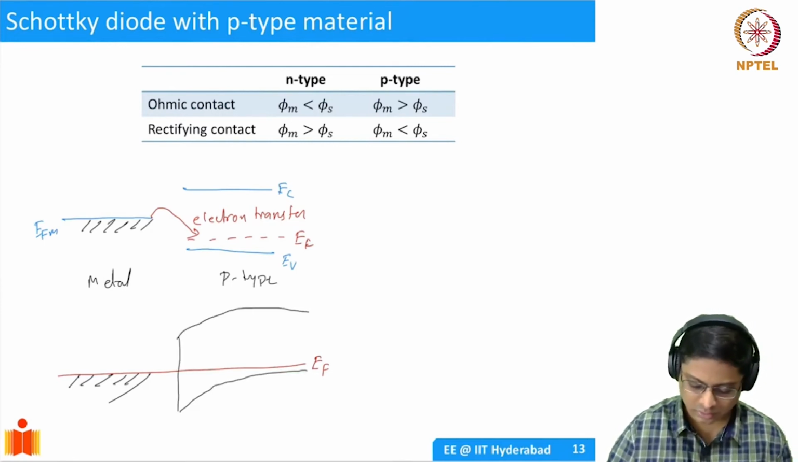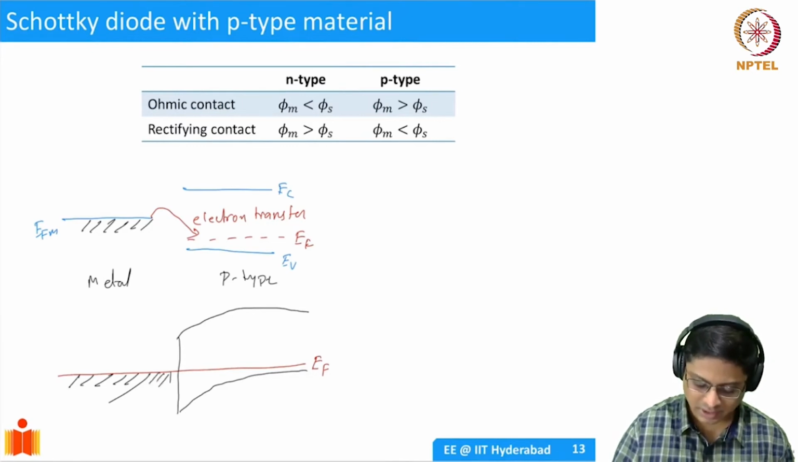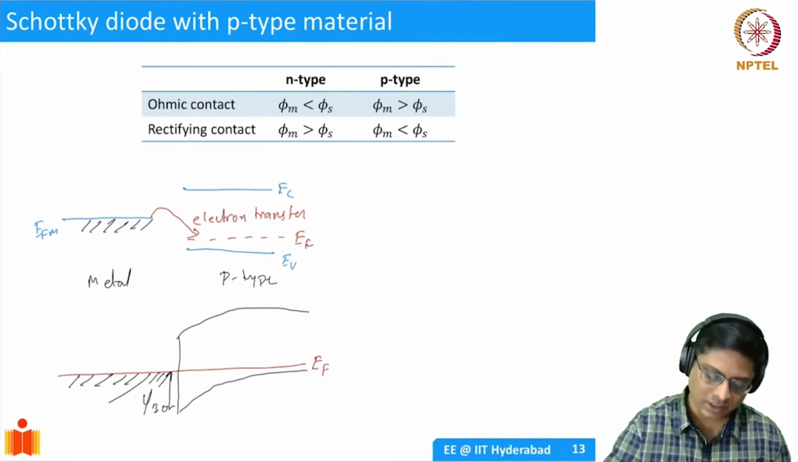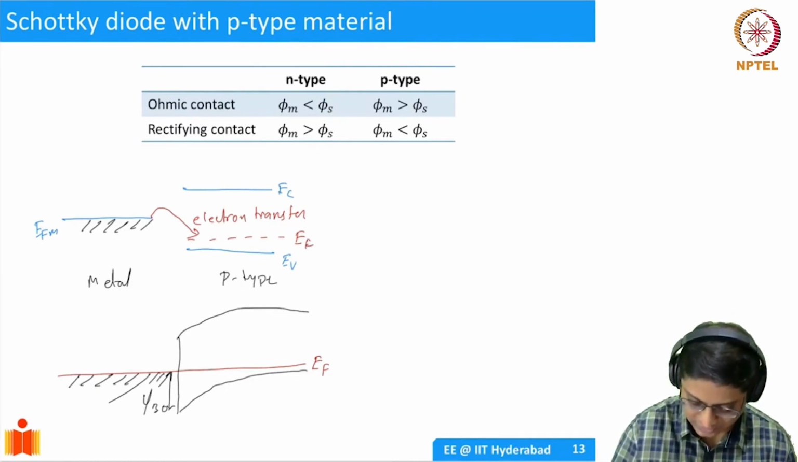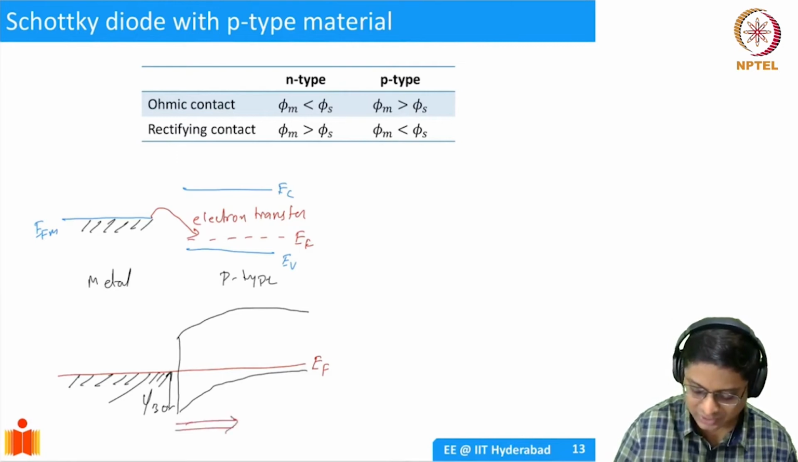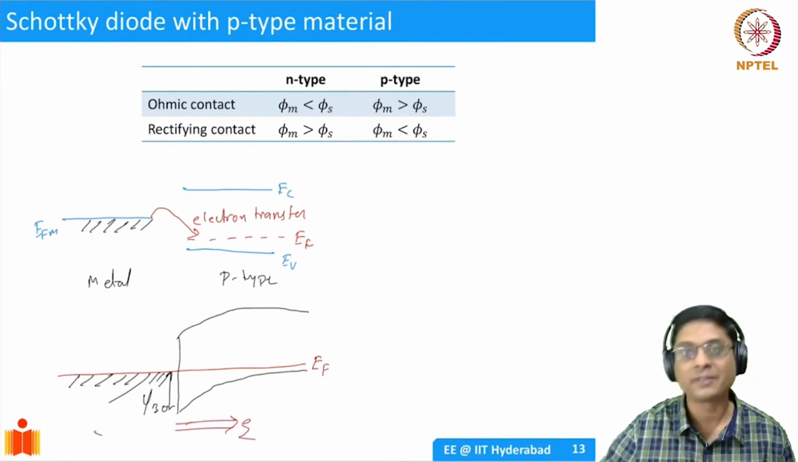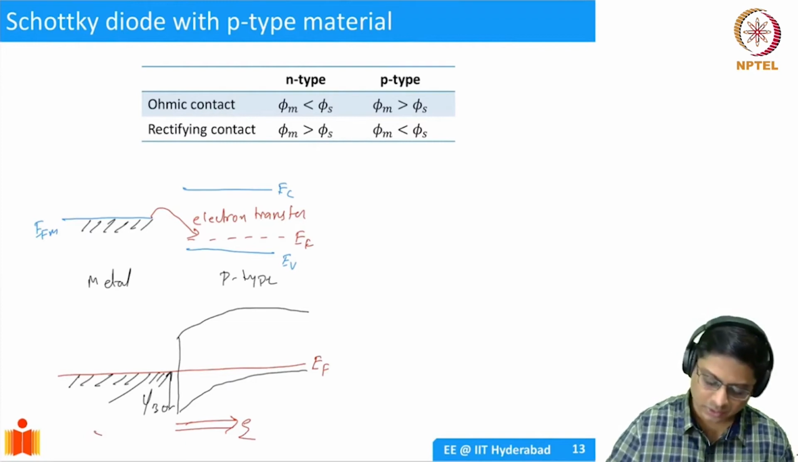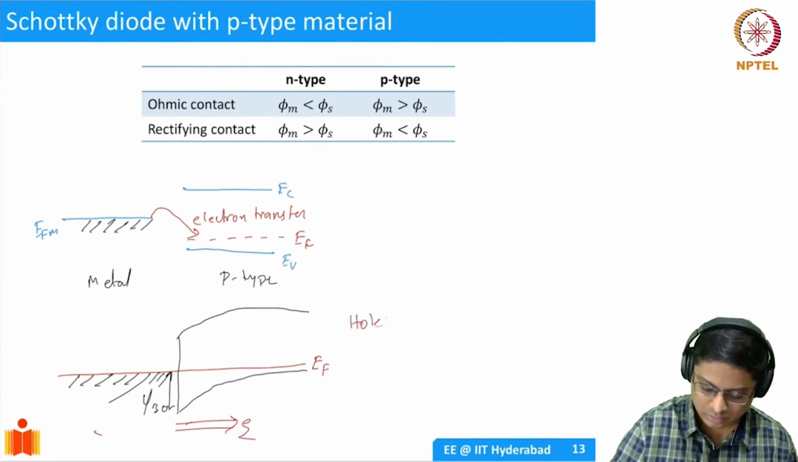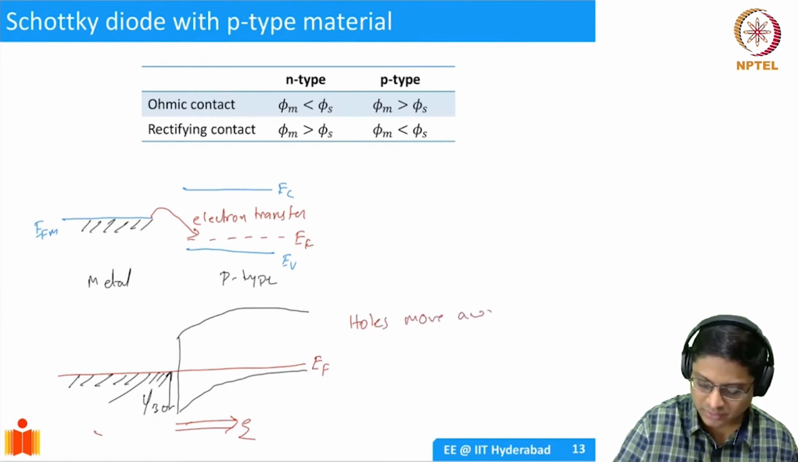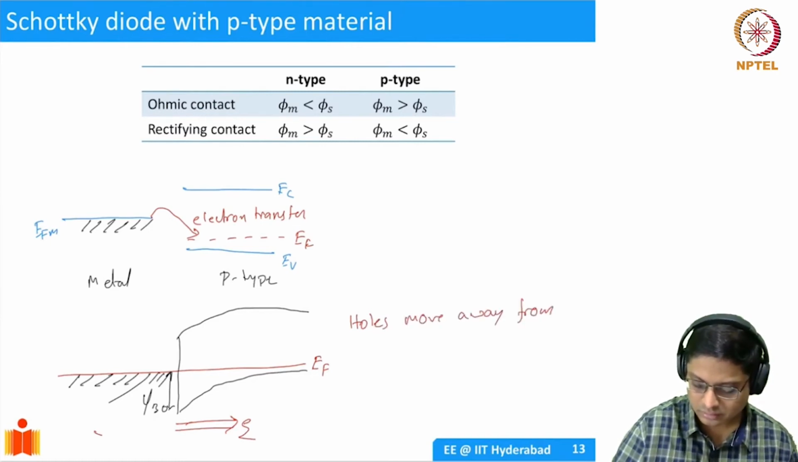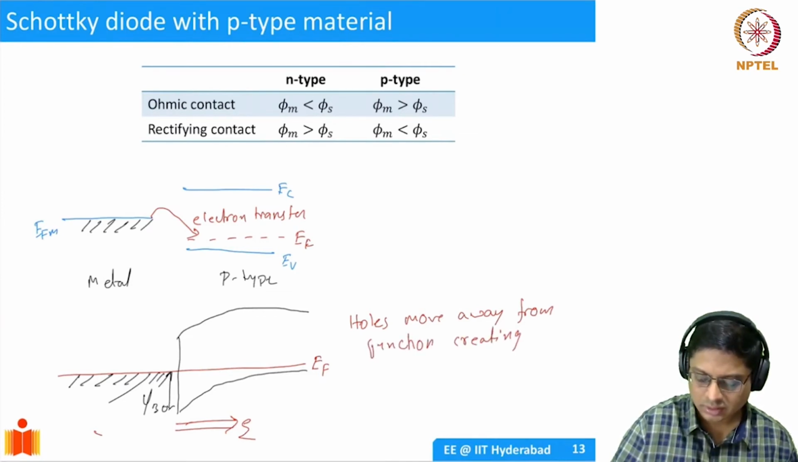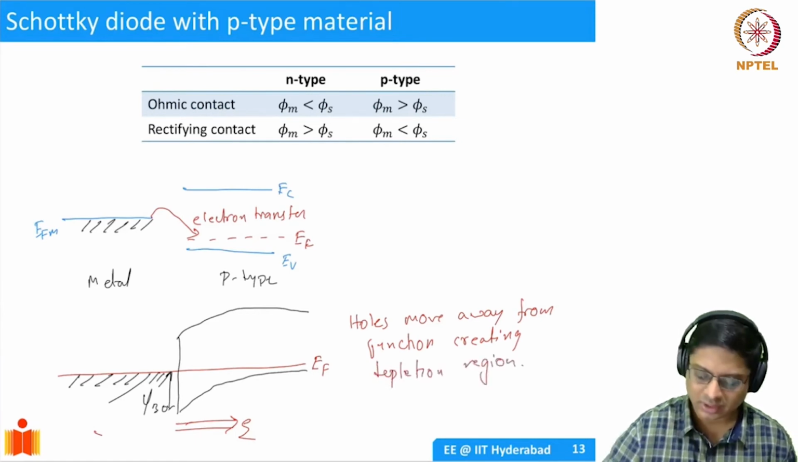So this is going to be your barrier height now, phi B0. Why is it a barrier? Well, immediately you check, this is a gradient in the positive direction, so this is your electric field direction. So it is going to take your holes away from the junction. So your holes move away from the junction, creating a depletion region. So there is a built-in potential.